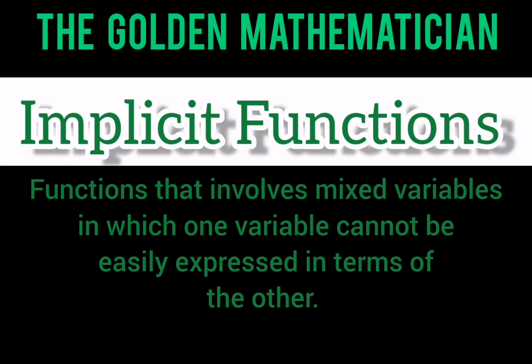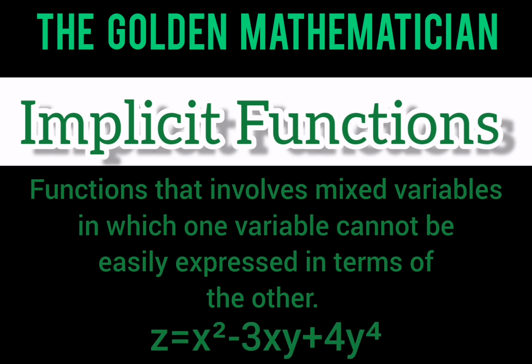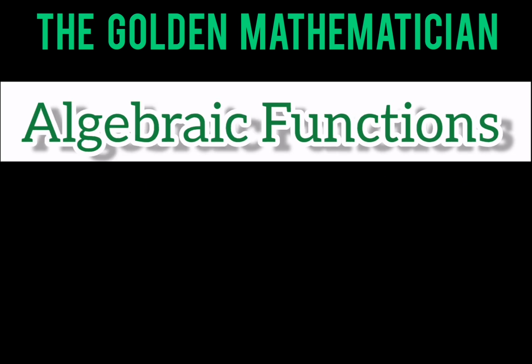It's like a quadratic equation that is most times not factorized. Okay, let me give an example of those kinds of functions. Let's say z is equal to x squared minus 3xy plus 4y raised to the power 4 is equal to 0. This is an example of an implicit function where the variables are mixed, making it very, very difficult for a particular variable to be expressed in terms of the other. So that's it, the second type of function, implicit function. We've talked about the first one, explicit functions. Second one, implicit functions. And the third type of function we have is called algebraic functions.